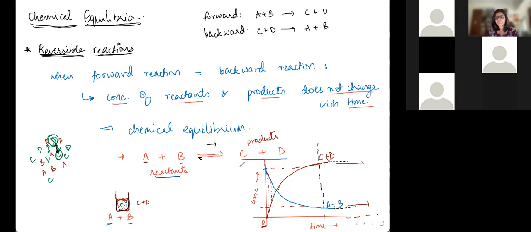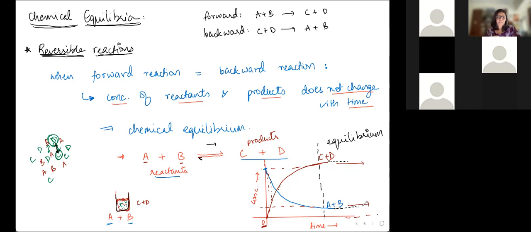Okay, got it. So when you say that it does not change with time, only after the dotted line that you've drawn, it doesn't change with time? Correct. Basically, after the dotted line, when you observe that the concentrations are not changing, it means that there is an equilibrium established at that point. So that's what chemical equilibrium is. So Ritu, that's what I meant. The concentration of the reactants and the products does not change with time.